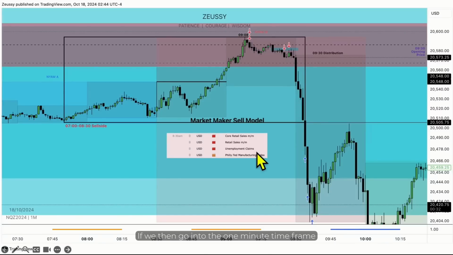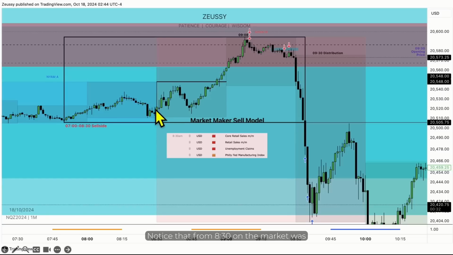If we then go into the 1 minute time frame, we can see my executions right here. What I want you to see is that between 7 to 8:30 am, the market consolidated. We went back and forth, back and forth, back and forth, because we were waiting for the 8:30 high impact news to take place. The 8:30 high impact news was the unemployment claims that got released. Whenever there's high impact news at 8:30 am, we can anticipate that they're going to utilize that to manipulate towards, for example, the upside in this case.